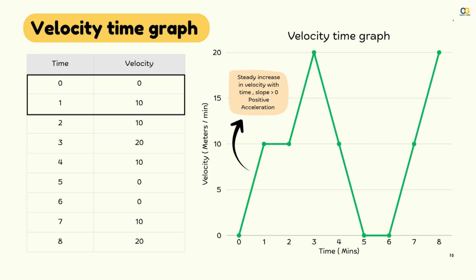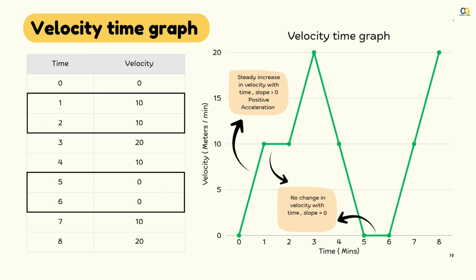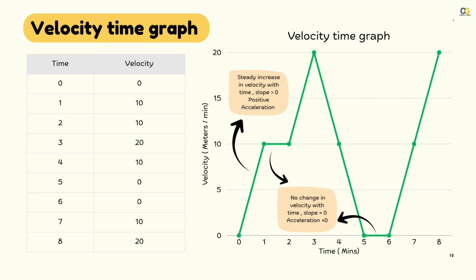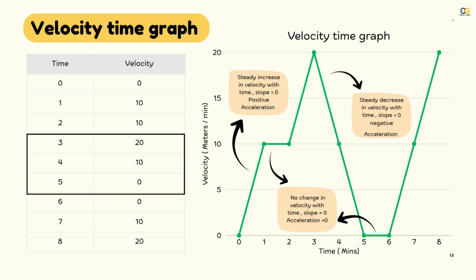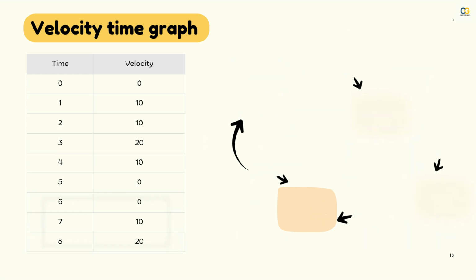Here we can see that when there is a steady increase in velocity with time and the slope is greater than 0, it shows that there was positive acceleration. And when there is no change in velocity, there is a 0 slope, it means acceleration is 0, which means the object is in uniform motion or constant speed. Then when there is a steady decrease in velocity with time, the slope is less than 0 and it is called negative acceleration. Again, steady increase in velocity with time shows slope is greater than 0 with positive acceleration.